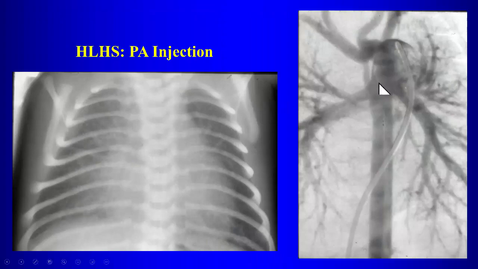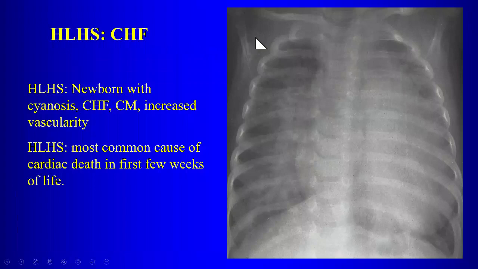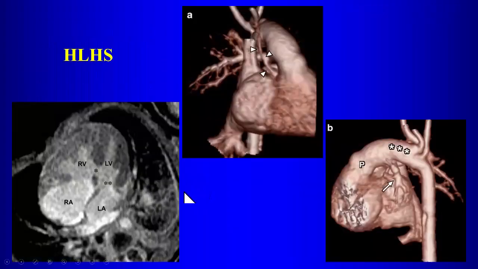So here when they inject the pulmonary artery, see that the contrast actually goes across the patent ductus into the aorta to perfuse the aorta. So the right ventricle then becomes responsible for both sides of the circulation. The right ventricle fails, and then the patient goes into pulmonary edema. So for hypoplastic left heart: newborn with cyanosis, CHF, cardiomegaly, increased vascularity. This is the most common cause of cardiac death in the first few weeks of life, is hypoplastic left heart syndrome. Right? And imaging findings, small left atrium, small left ventricle.